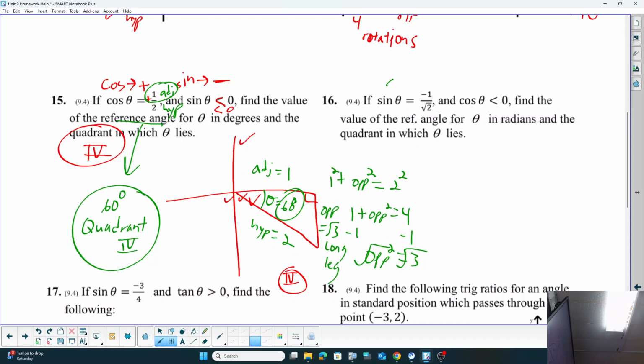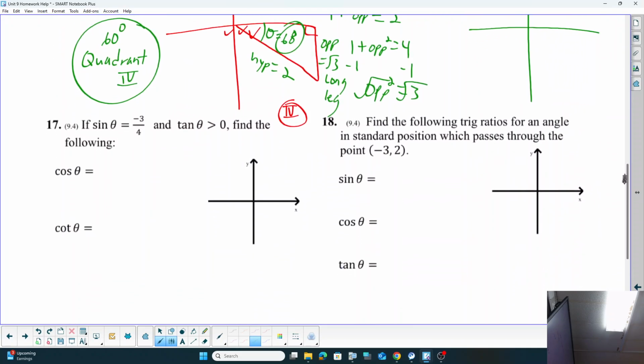We want where sine is negative, and cosine is also negative, because it's less than 0. So which quadrant is that? I can already see the 1 over radical 2. Are you thinking what I'm thinking? Probably 45 degrees is our reference angle, just saying.